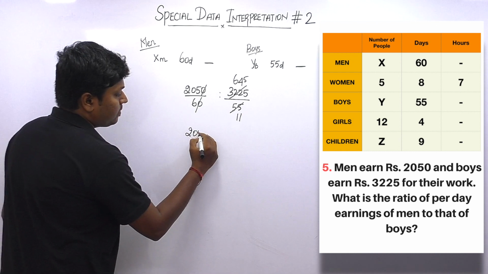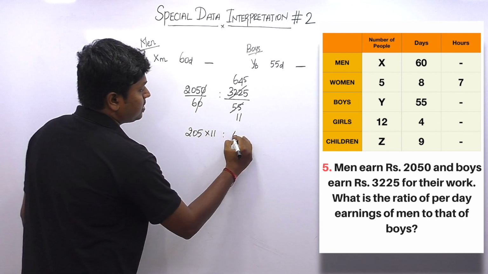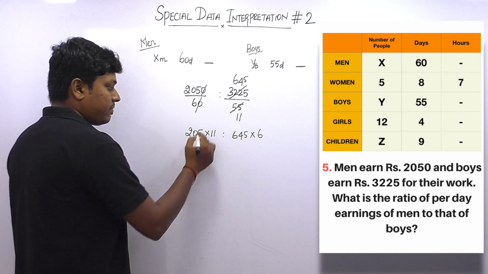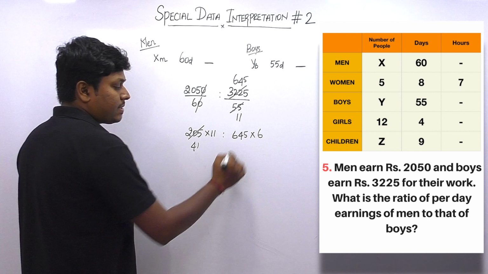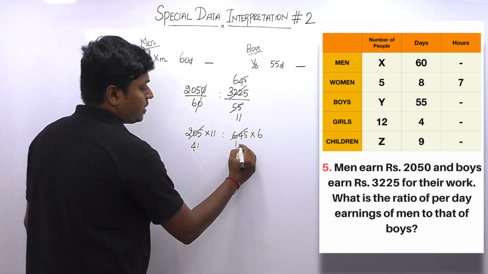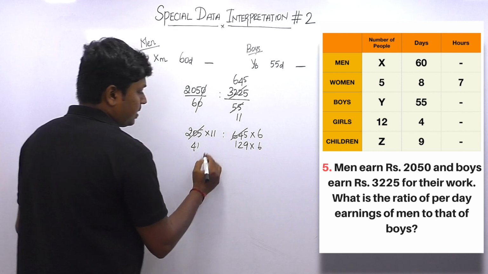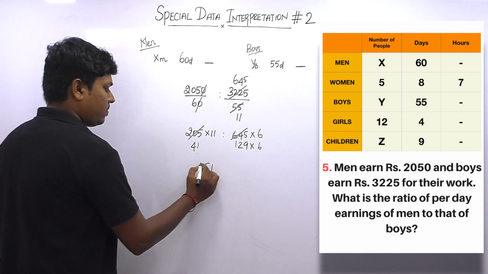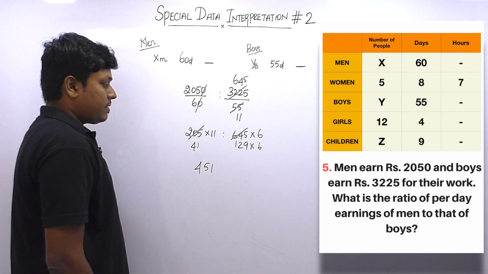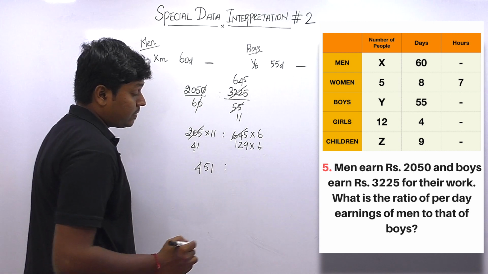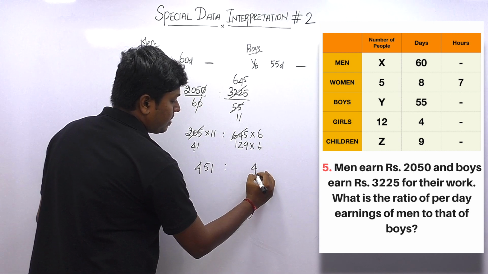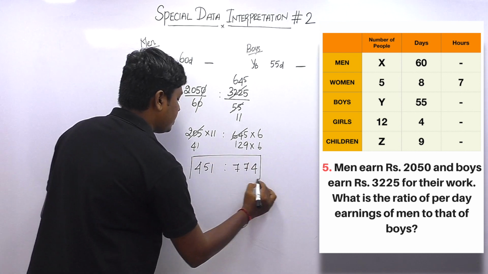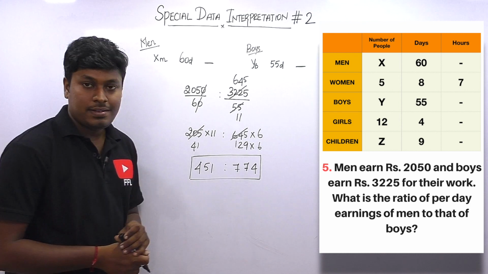Okay, so let me do one thing. 205 into 11, ratio 645 into 6. So I think we can cancel this again on the 5 table, which is 41. So once you cancel this on the 5 table, 1 5 is 5, 5 2s are 10, 9 5s are 45 into 6. So this will be 451. So finally we can say that the left hand side part is 451, right hand side part 9 6s are 54, remaining will be 5, 774. So finally the answer for the last question is 451 is to 774.